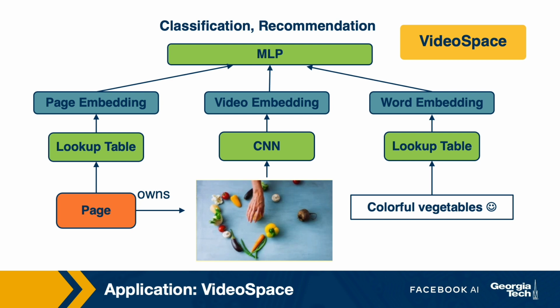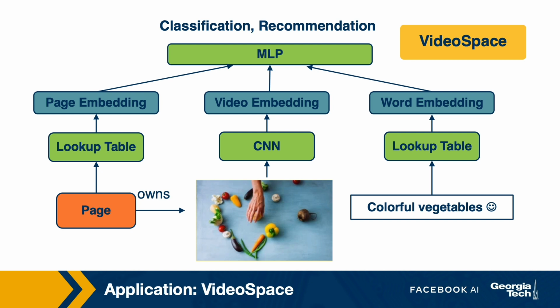First, for pages, we have a giant lookup table initialized with the trained page embeddings. Similarly, we also have a word lookup table and word embeddings, and we aggregate all the words in the title and description as the text representation. For visual content, we took snapshots of videos as images and fed them into a classic visual model such as a CNN and used the last layer for each image as the visual embedding. Finally, the embedding features are fed into an MLP with other features on top.